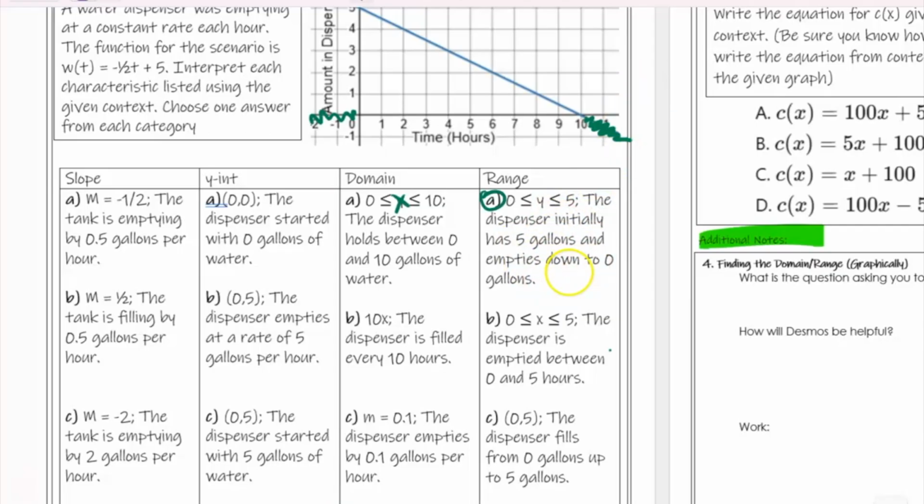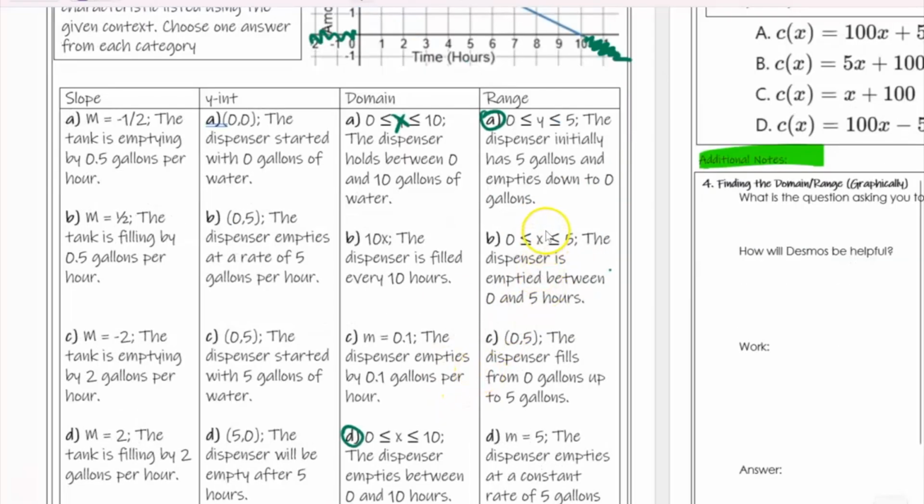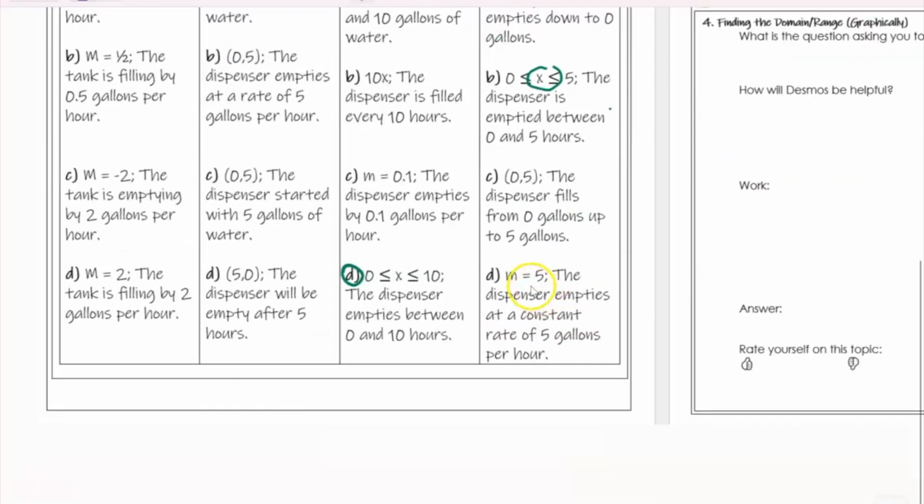Yes, it does. Okay. Why is this one not it? Because it has this X in between. (0, 5) is just a y-intercept. The dispenser fills up from 0 gallons up to 5 gallons. This is true, this is the right explanation, but this is a coordinate. (0, 5) just means the y-intercept is 5.